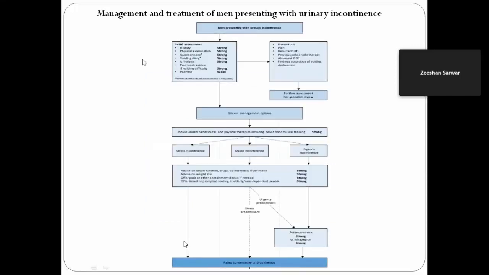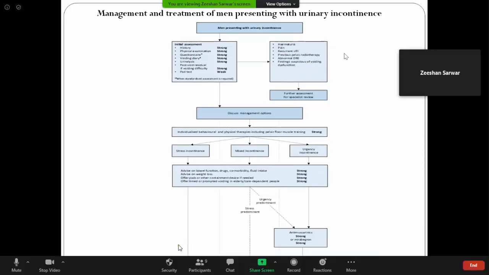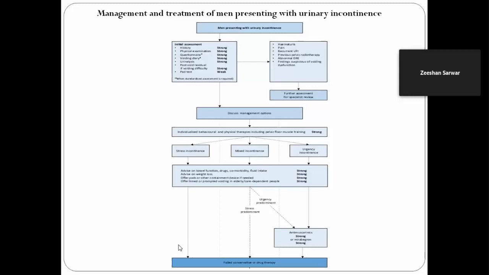And this is the flowchart for treatment of men presenting with urinary incontinence. Again, it starts with initial assessment, which includes history and physical examination, questionnaire, voiding diary, urine analysis, post-void residual urine, and the pad test. Again, look for symptoms and examination findings such as hematuria, pain, recurrent UTI, previous pelvic radiotherapy, abdominal and DRE findings, and suspicion of voiding dysfunction.